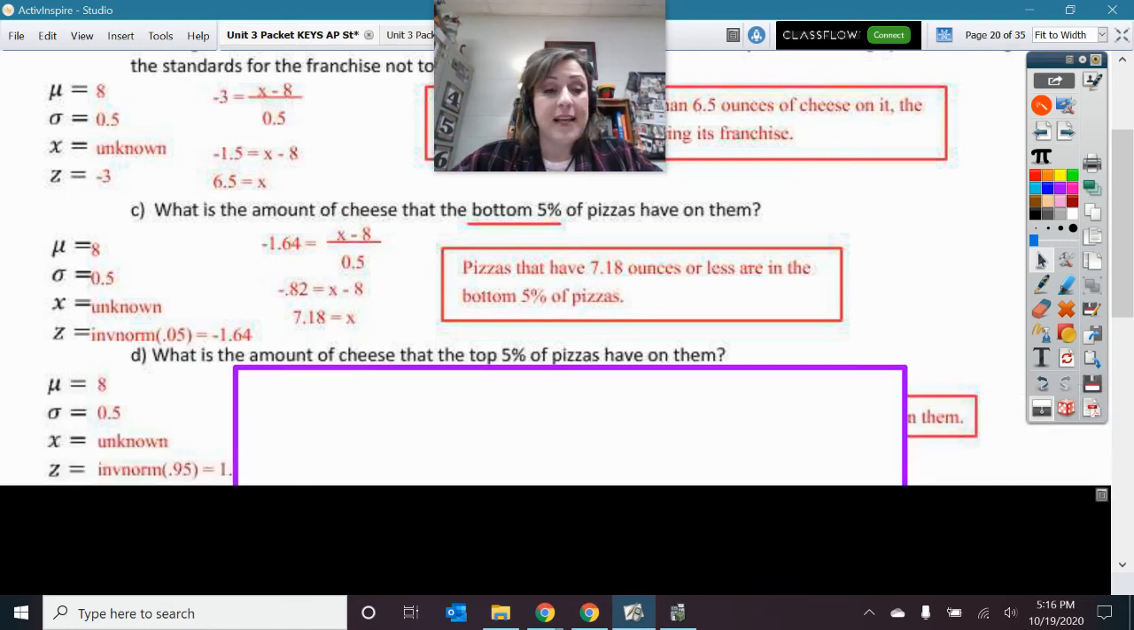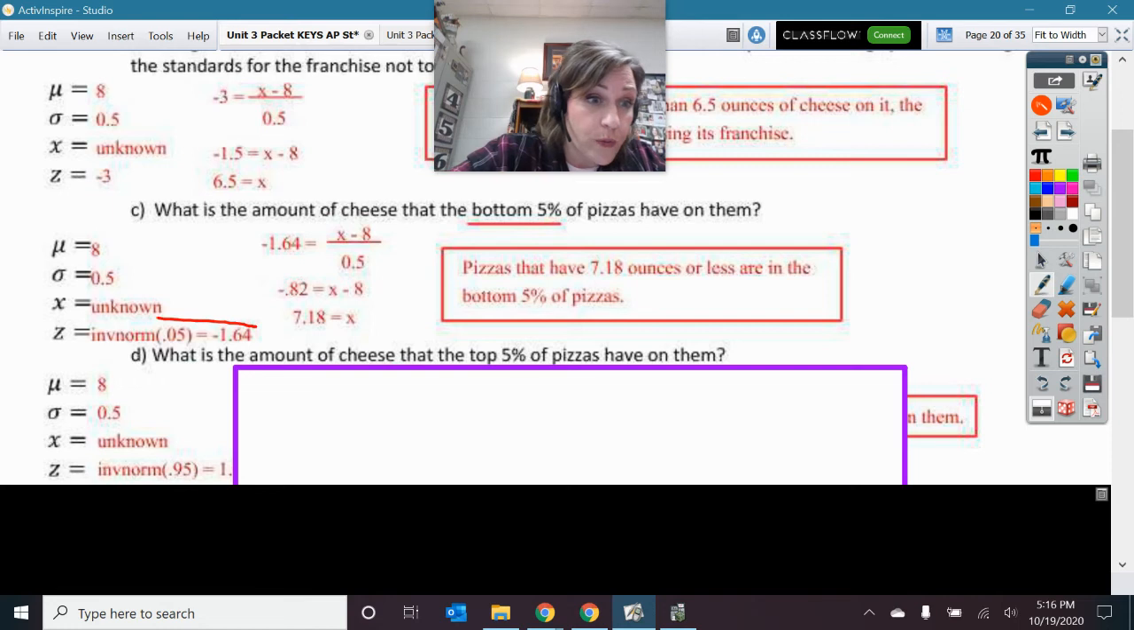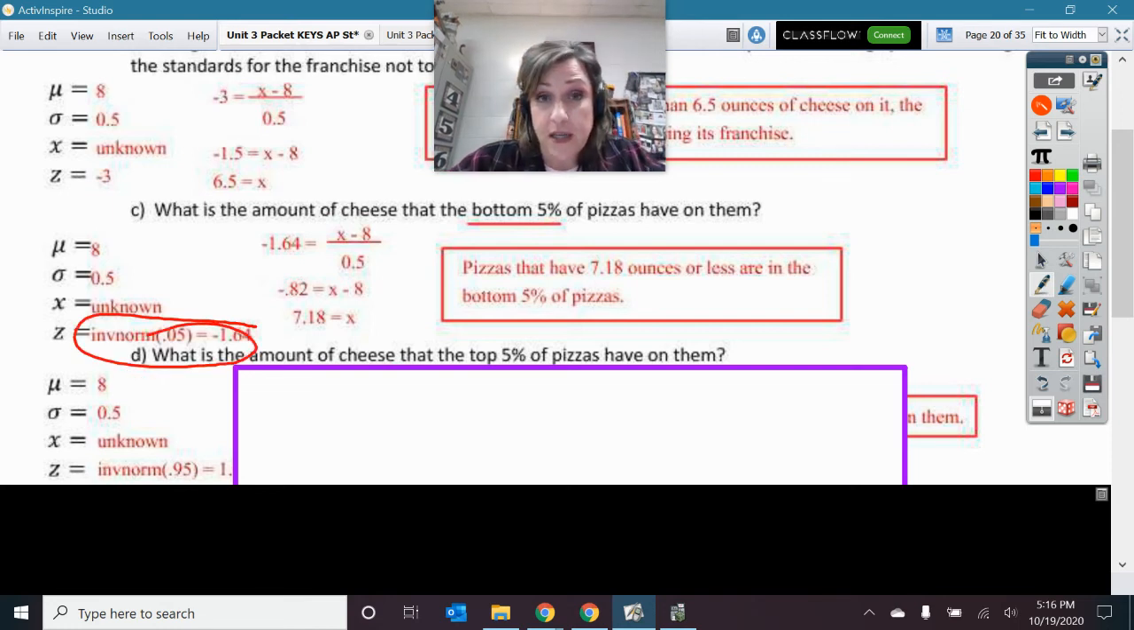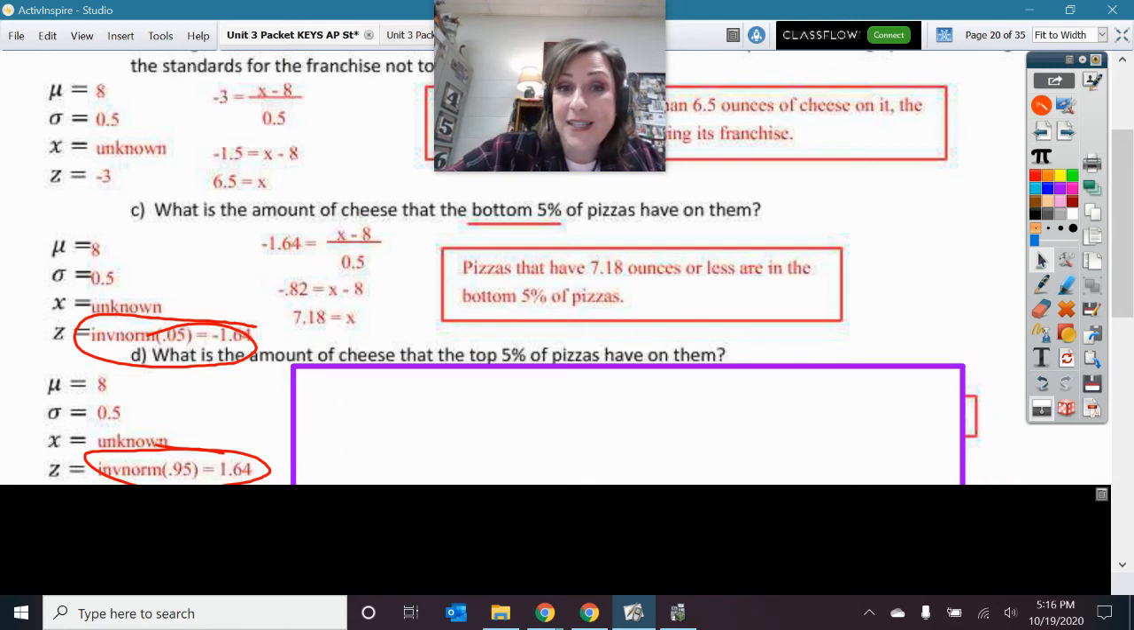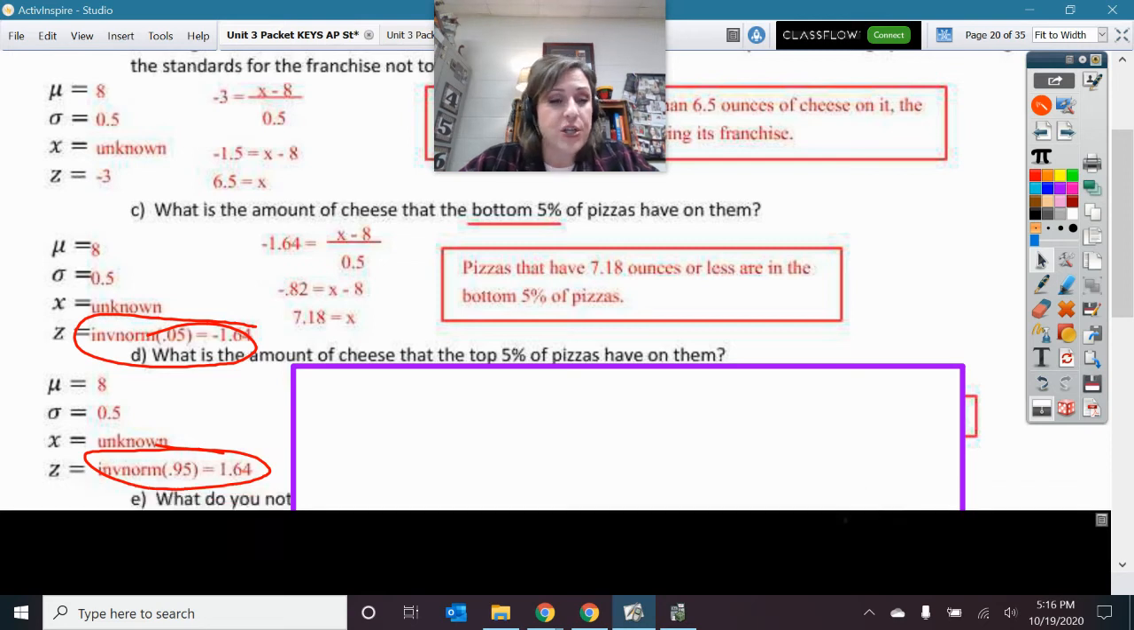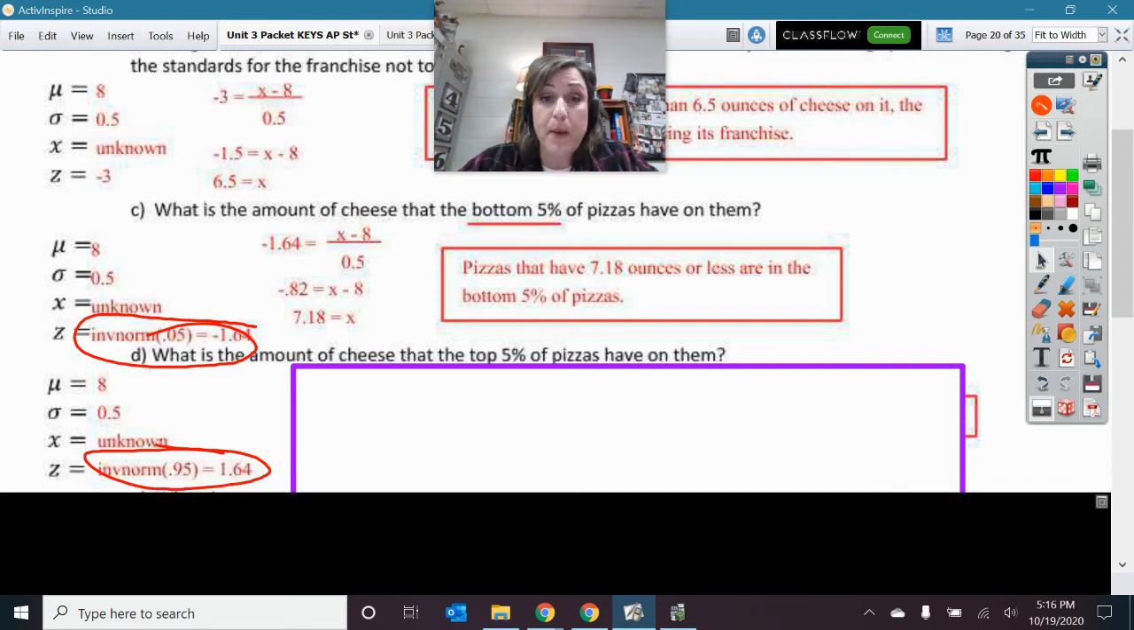Well, okay, let's now start using our brain here. Symmetry. We just did the bottom 5%. You see this? We just did the bottom 5%. So what is the Z-score going to be for the top 5%? Well, the Z-score for the top 5% is the positive version. So we've got to get to that point where we can start using some of our common sense to work for us in these cases.